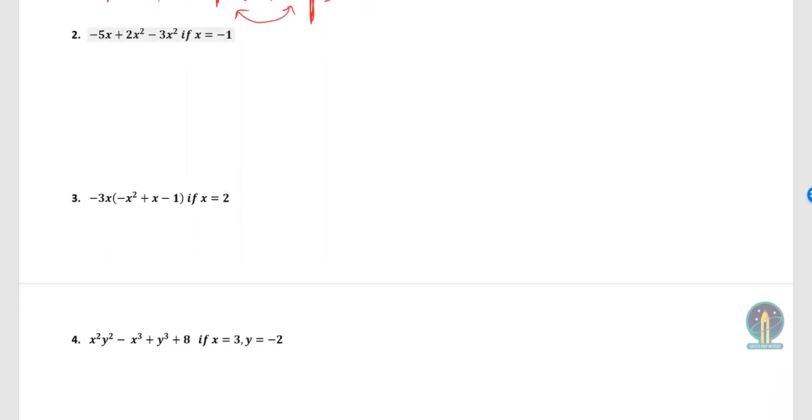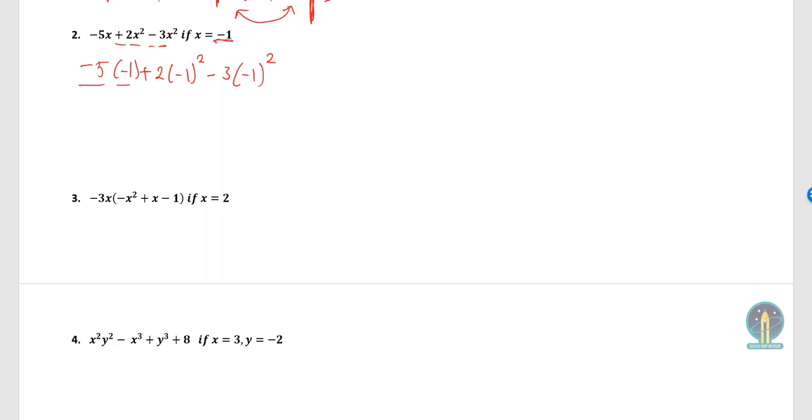Next example, minus 5x plus 2x squared minus 3x squared if x is negative 1. So again, look at where the x's are located and just plug in negative 1. So what do we have? Minus 5 times negative 1 plus 2 times negative 1 squared minus 3 times negative 1 squared. And what does that give me?